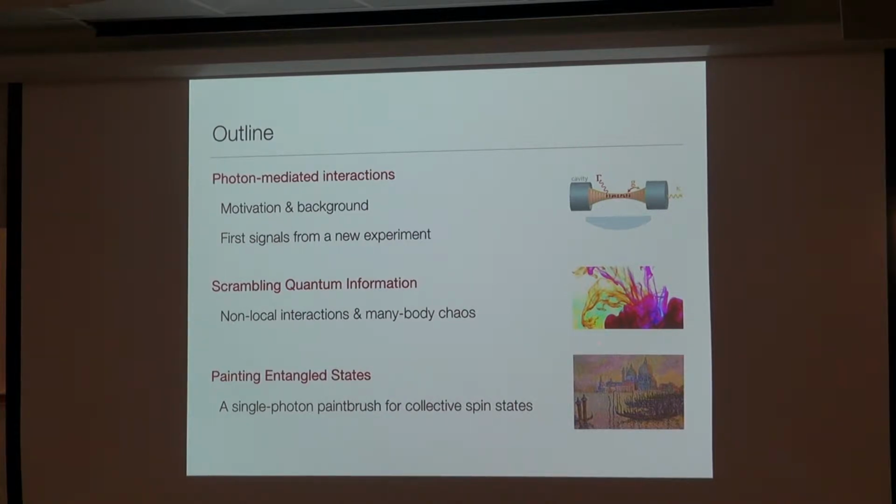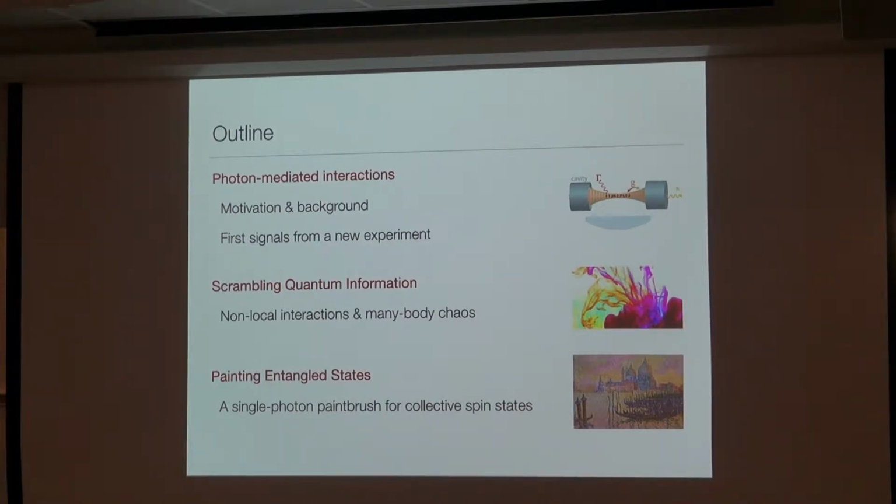The outline is, I'll start by introducing an experimental setup for studying atom-light interactions and interactions mediated by light, and show first experimental signals. But a portion of my talk will also be theory, inspired by thinking about this setup in two directions. Dropping the dye in the ocean is a section on scrambling quantum information. And then I hope to have enough time to get to painting designer entangled states. This is a new theory on a new scheme for quantum control.